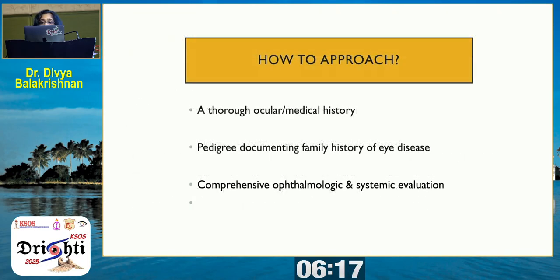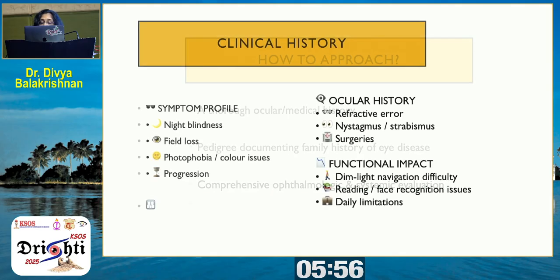So how do we approach these cases? First we have to get an idea whether it is inherited. From the history, if you're thinking in terms of a syndromic, elicit from the history if there is any systemic involvement. And always ask about the family history. And then you have to do a comprehensive ophthalmologic and systemic evaluation.